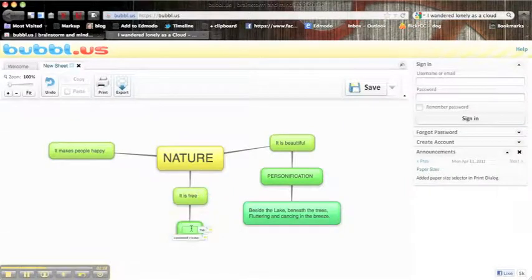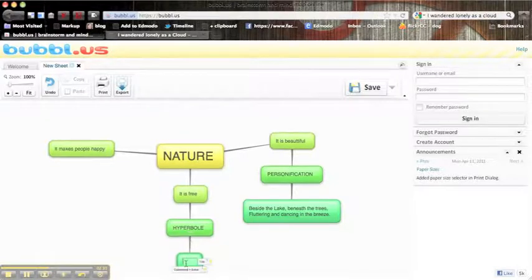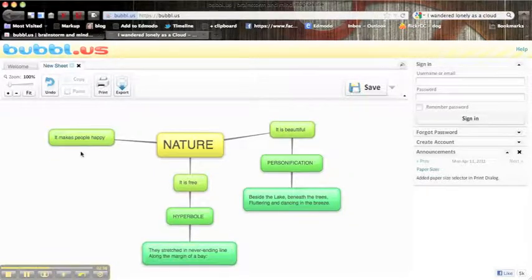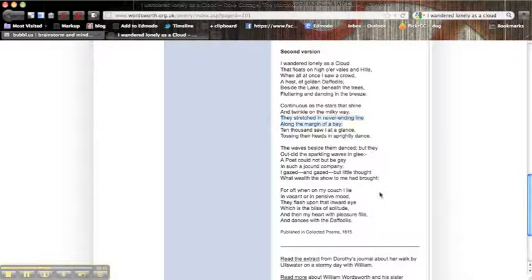Okay, so it's the same process. I put the poetic technique that he uses, hyperbole, and then under that, I'm going to put my example. So here I am supporting my ideas with evidence from the poem.